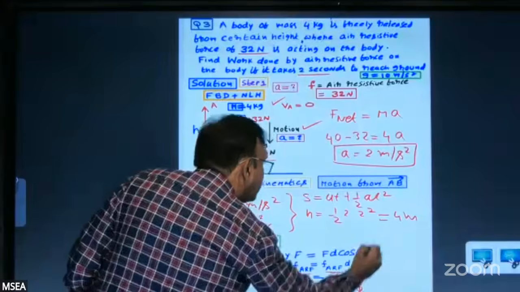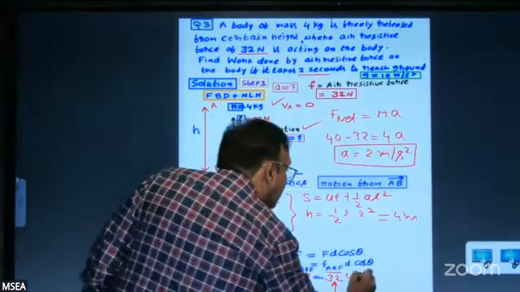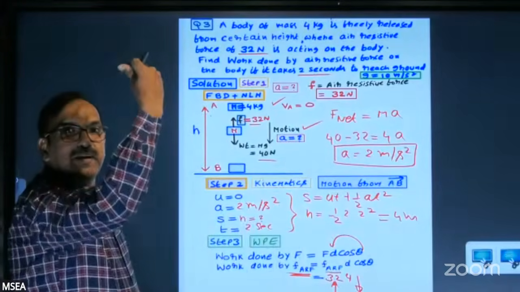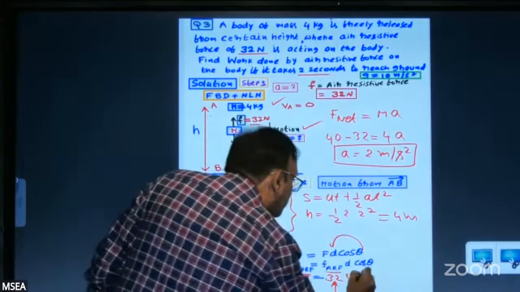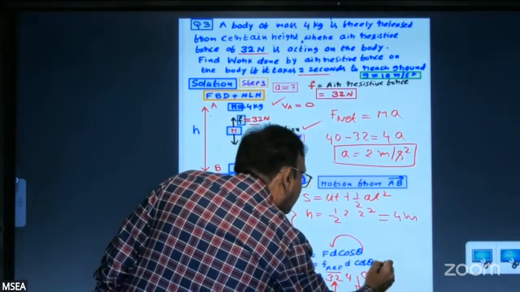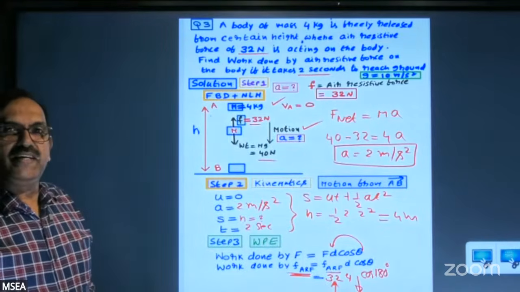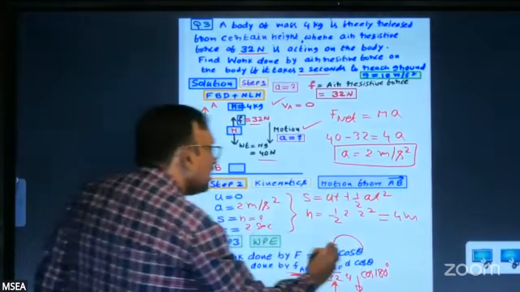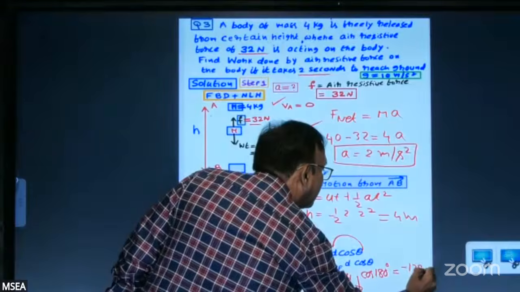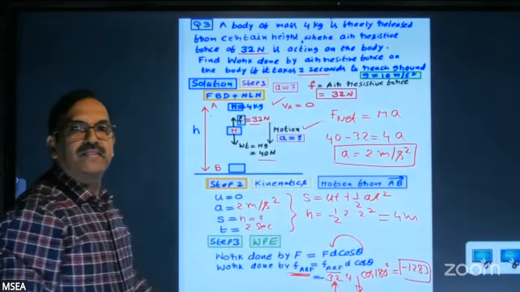That is acting down. Just now we have seen the body is getting displaced down. Cos theta: theta is the angle between F and d. So air resistance force up, displacement down. The angle between them is 180 degrees. Up and down, opposite directions, 180, cos 180. You have to be perfect with cos 180. Cos 180 is minus 1. And if you do it, this comes out to be minus 128 joules. That will be the answer for the question.